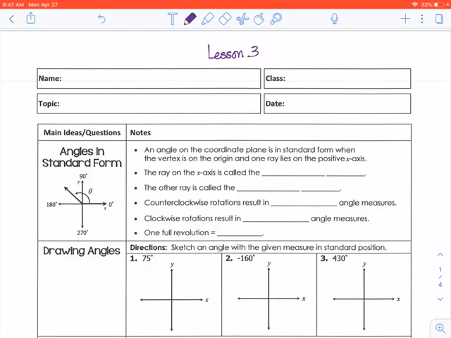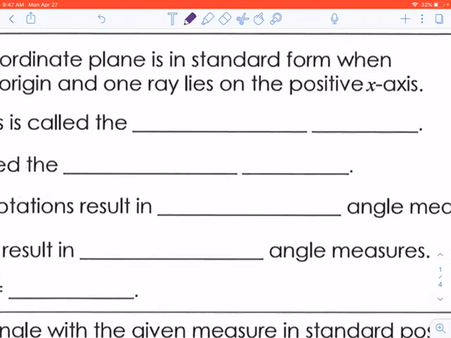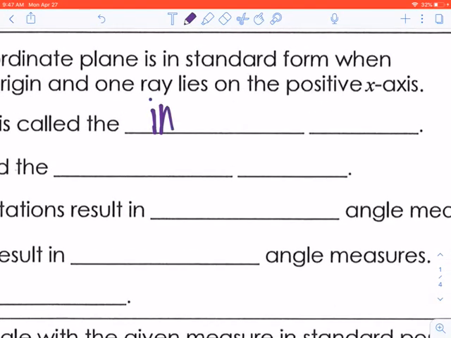An angle on the coordinate plane is in standard form when the vertex is on the origin and one ray lies on the positive x side. So I'm going to talk about that. A ray on the x-axis is called the initial side. So we're going to say this initial side.